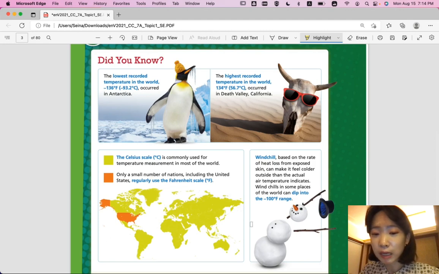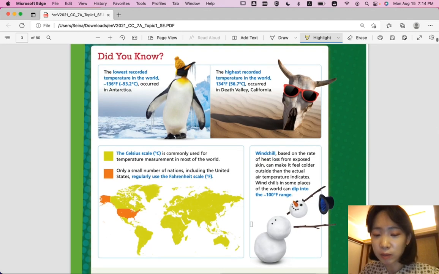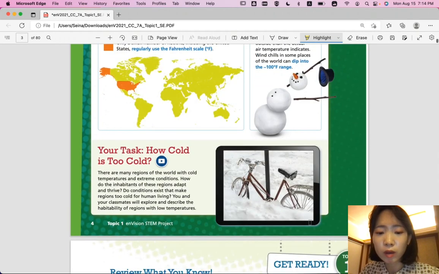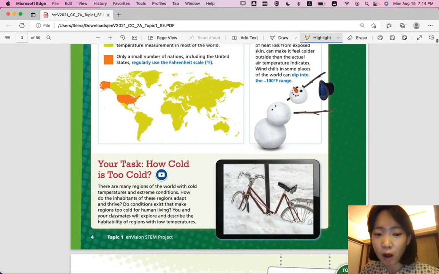Wind chill, based on the rate of heat loss from exposed skin, can make it feel colder outside than the actual air temperature indicates. Wind chills in some places of the world can dip into the negative 100 degrees Fahrenheit range. So you can look at the STEM project about how cold is too cold later on in the topic.